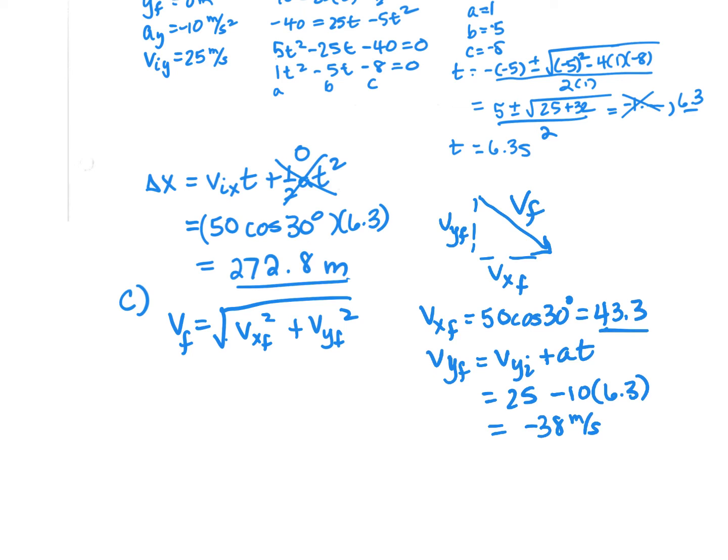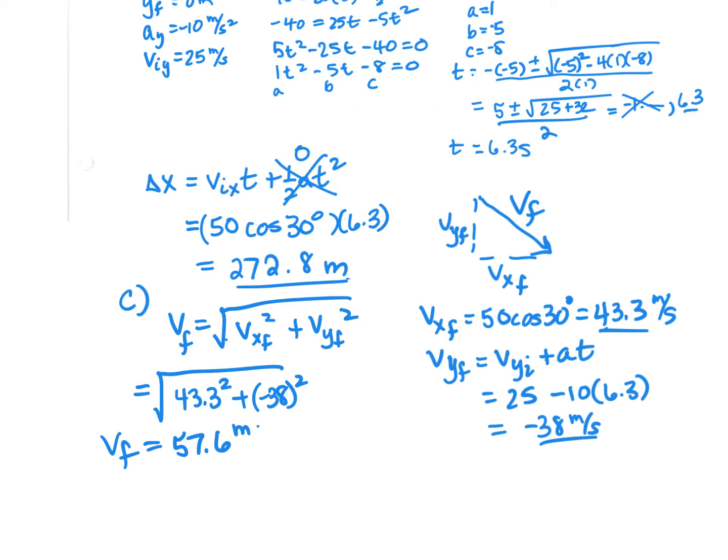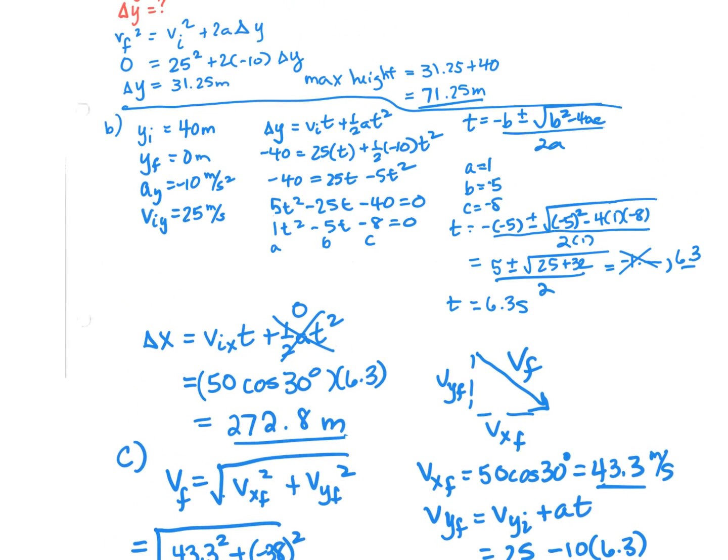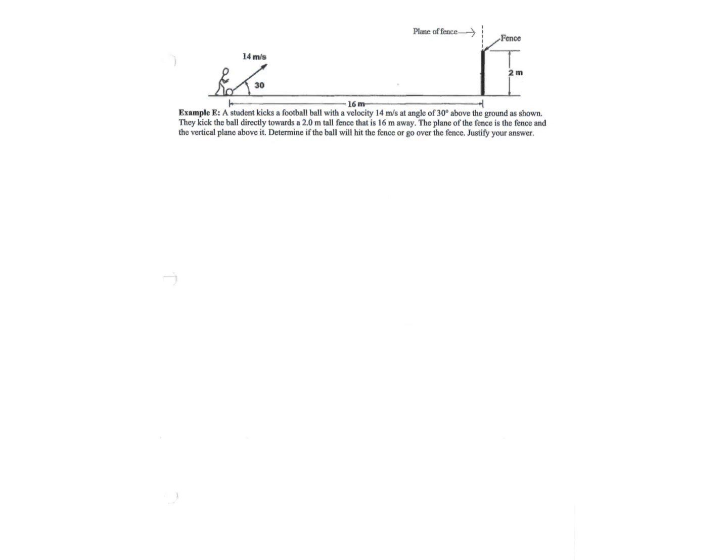So now we're going to take this and plug them in. Okay, so V final is the square root of 43.3 squared plus -38 squared, which gives us a grand total of the final velocity being 57.6 meters per second. Now that one was tougher, and mostly it was tougher because of the quadratic equation, but you can do this. All right, so let's move to the last example.